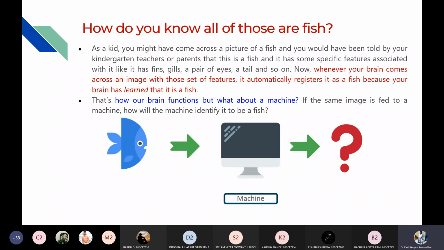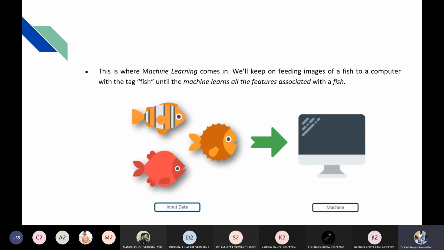Similarly, what about machines? How will the machine be trained? A machine cannot suddenly say it is a fish or a flower. The same image will be fed and loaded into the machine. After loading, we need to train the machine. We need to teach the machine, in terms of data. That is how machine learning comes into the picture.